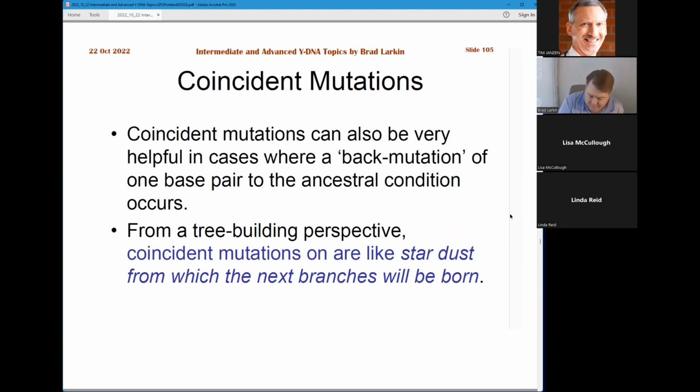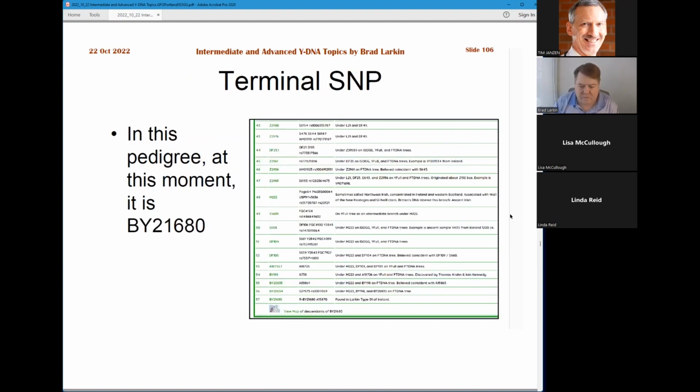So from a tree building perspective, if you're working on your recent Y-DNA cousins, that's what you're trying to do: build trees. For recent people, the coincident mutations are kind of like stardust. They're the dust from which the next branches will be born. So in this pedigree, at this time, BY21680 was the terminal SNP.